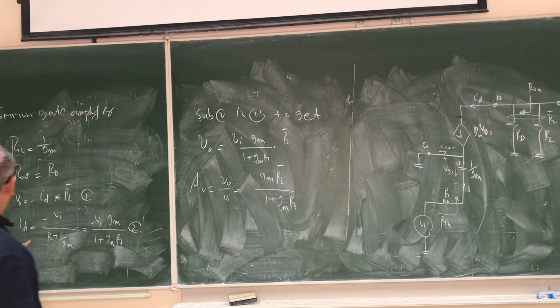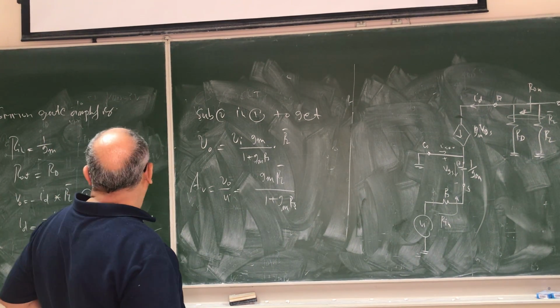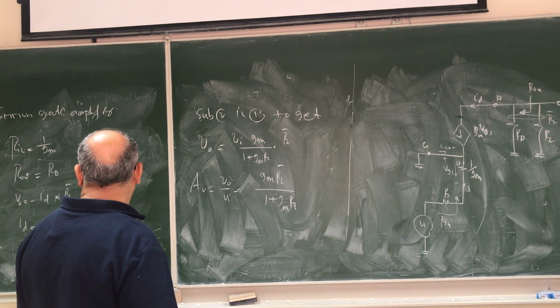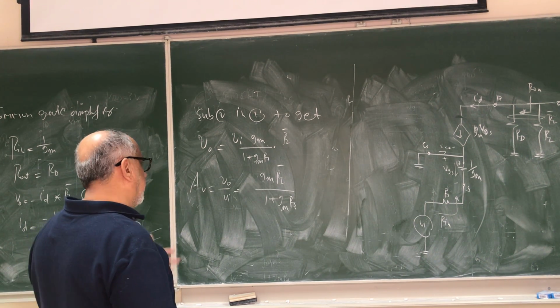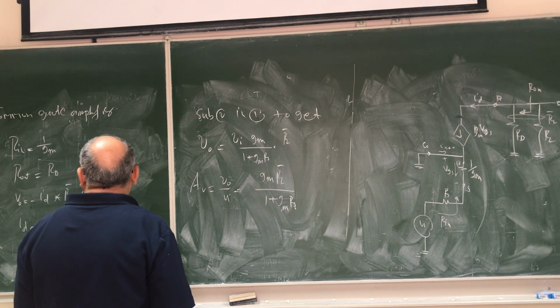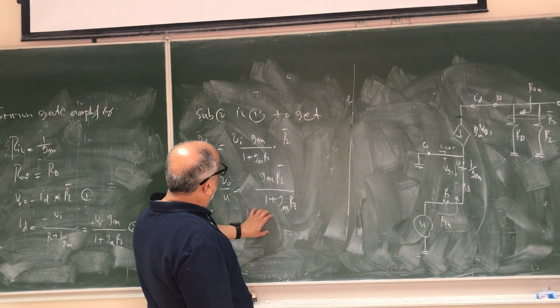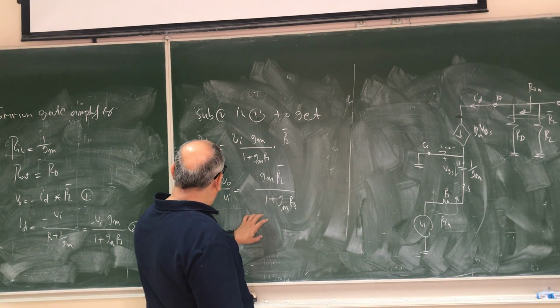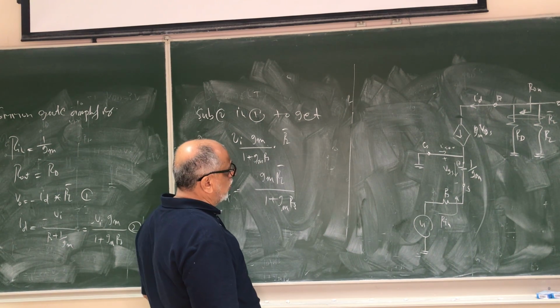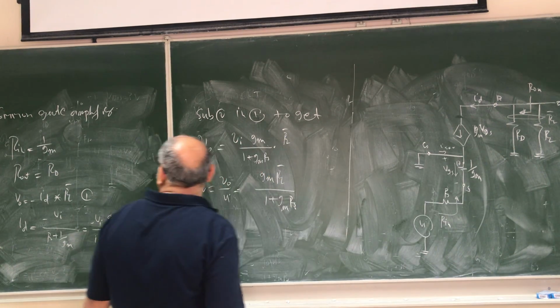Now, one comment here is that Rin is 1 over Gm, which is a small resistance actually, right? Because Gm can be 40 milli or so, that is a small resistance. So in this case, you can use this type of amplifier as a current amplifier, because the input resistance is small, 1 over Gm, right?